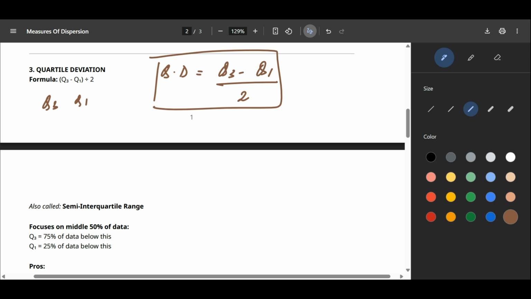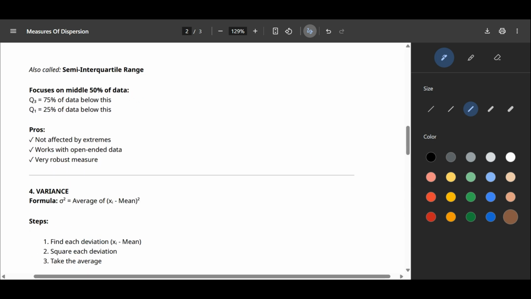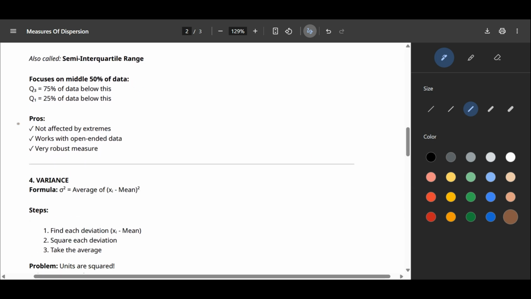So, now coming to the advantages. Pros. It's not affected by extreme values or outliers. Since we chop off the ends, those crazy values don't influence it. This is its biggest strength.